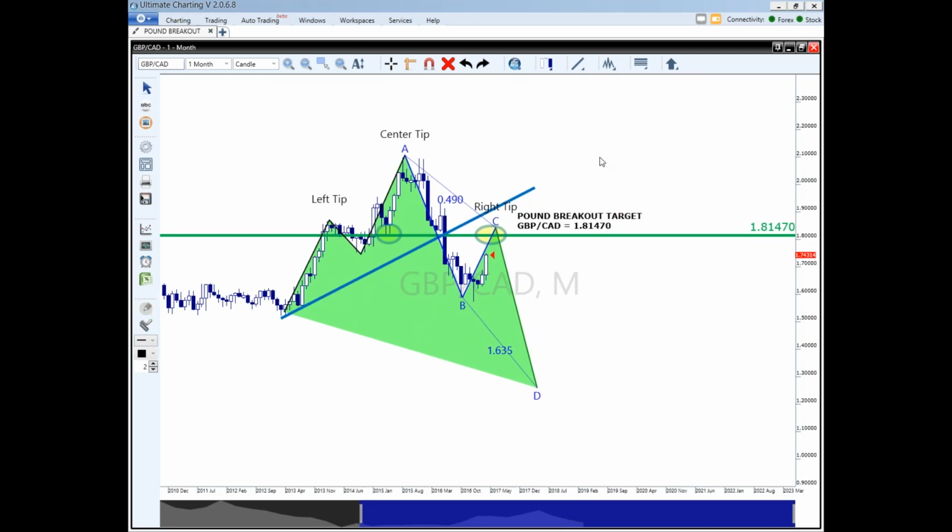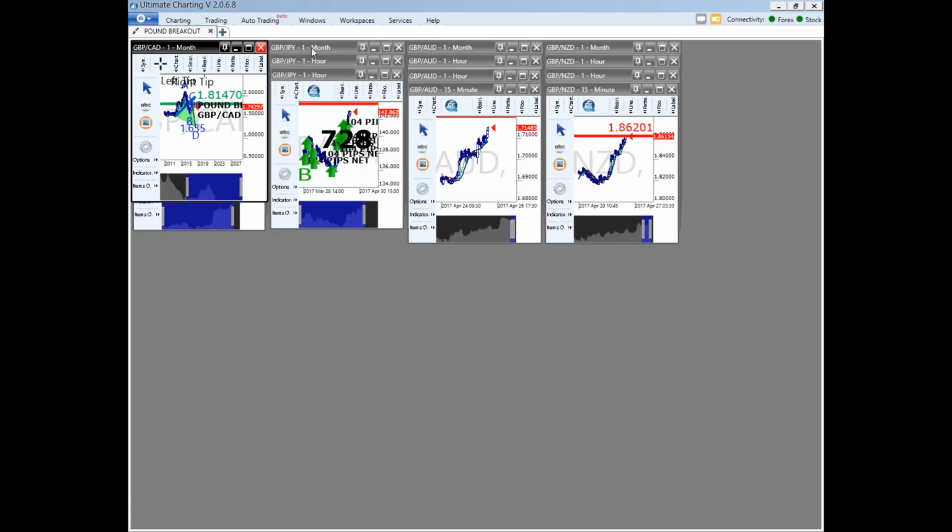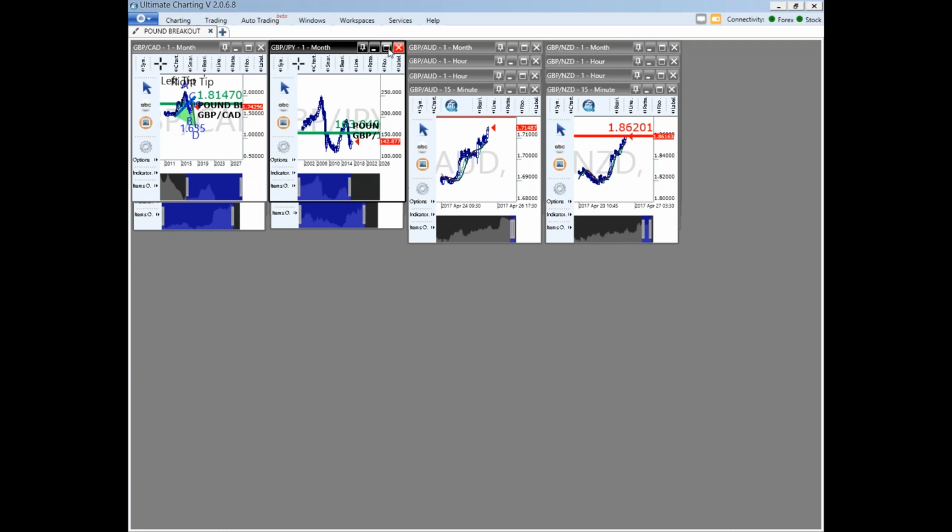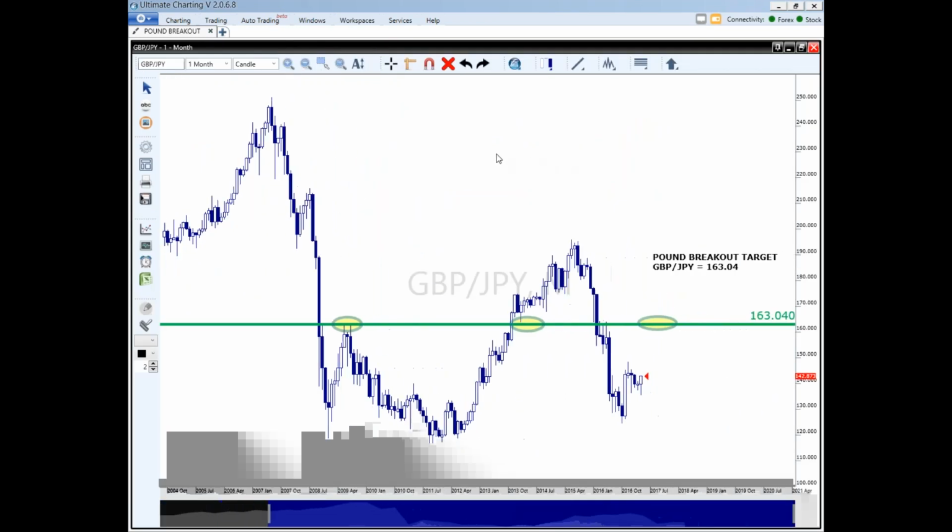So type in a Y or a yes if you took a screenshot of this, or if you understand what's happening so far. We're looking at the bullish momentum here of forming the right tip of that crown on the monthly time frame. So overall, long-term, the position right now would be looking to go bullish for the pound Canadian, pound Japanese yen monthly time frame.